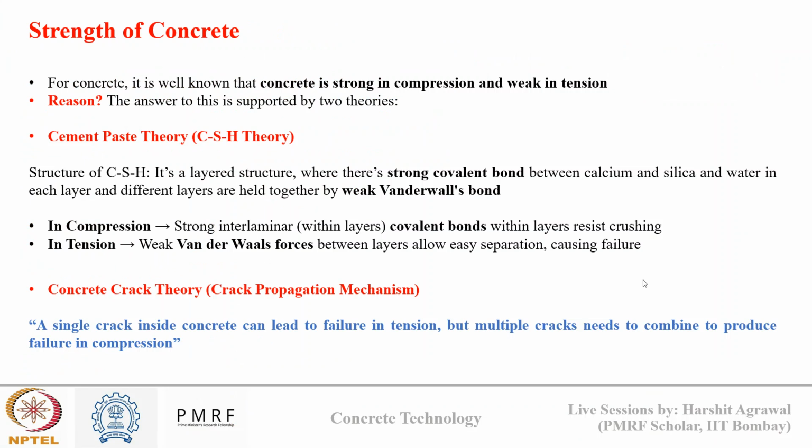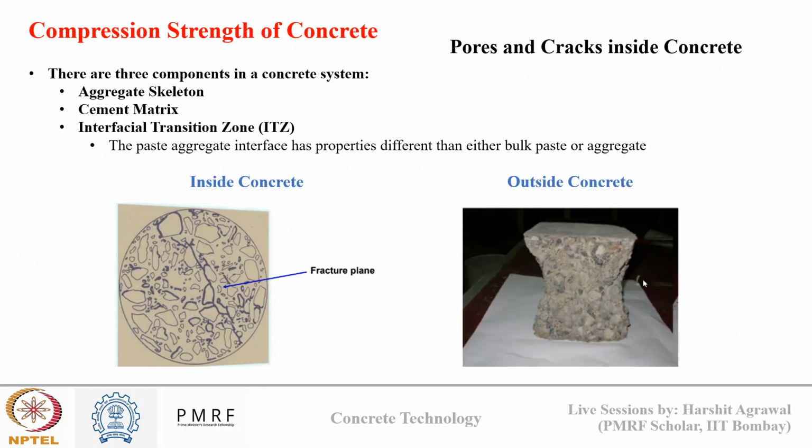So, in the last week, we concluded the eighth week of the course where we talked about strength of concrete. We discussed why concrete has higher compressive strength than tensile strength and saw two theories that support this discussion. One was based on CSH bonding, and the other was based on the crack propagation in concrete. We saw how cracking pattern differs inside and outside concrete.